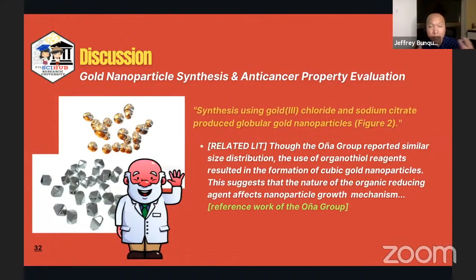Okay. Another observation that was mentioned in the result section. So synthesis using gold chloride and sodium citrate produce globular gold nanoparticles, and then you follow it up with the statement that though Onya reported similar size distribution, na-observe ni Professor J.P. Onya ay 5 to 10 nanometers din, there's a difference. When they used an organosulfur reagent, they observed the formation of cubic gold nanoparticles. And ang ginamit ninyo ay sodium citrate, ang na-form ay globular. So you actually discovered something new na, kapag pala binago ko ang aking organic reducing agent, parehas ang size pero magkaiba ang shape. Diba? So that's actually how you can use the review of literature to highlight the fact that you discovered something new.